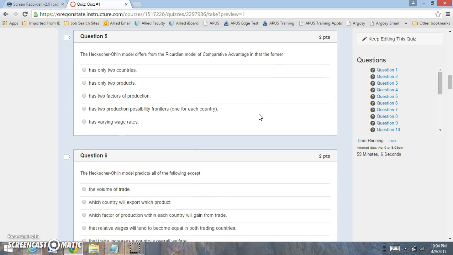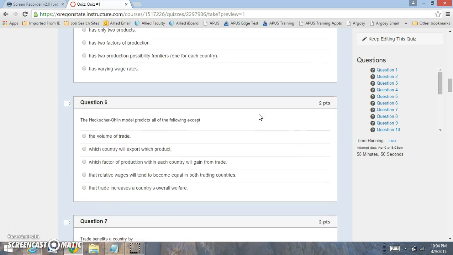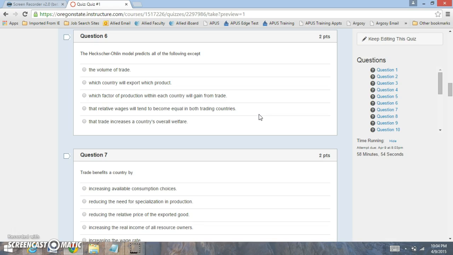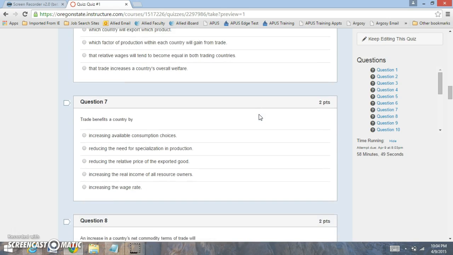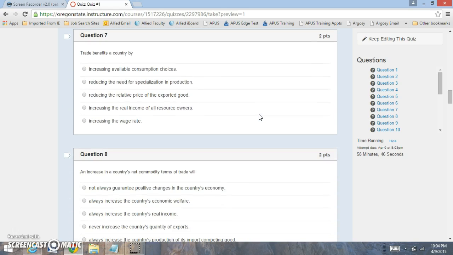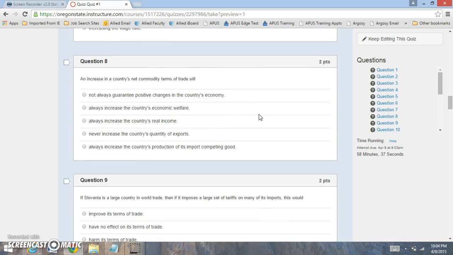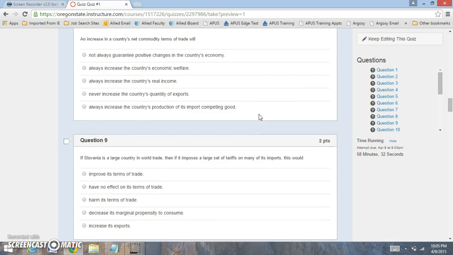Question 5 looks at the HO model, and we want to look at differences with the Ricardian model in terms of comparative advantage. What are the main differences? Question 6, in the HO model, it predicts all of the following except. So one of them it does not predict. Question 7 is looking at trade benefits of a country and why trade is beneficial for a particular country. Question 8 is looking at a country's net commodity terms of trade and why that will exist.